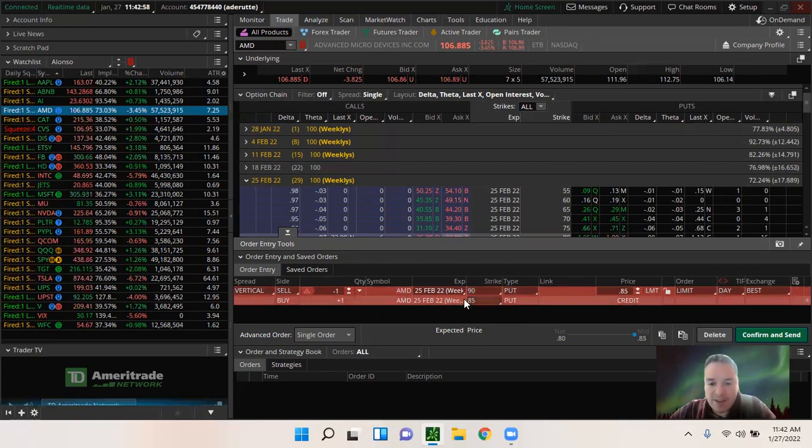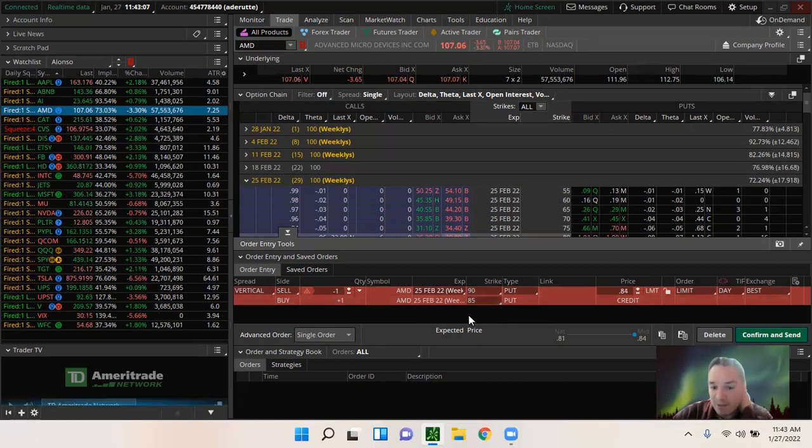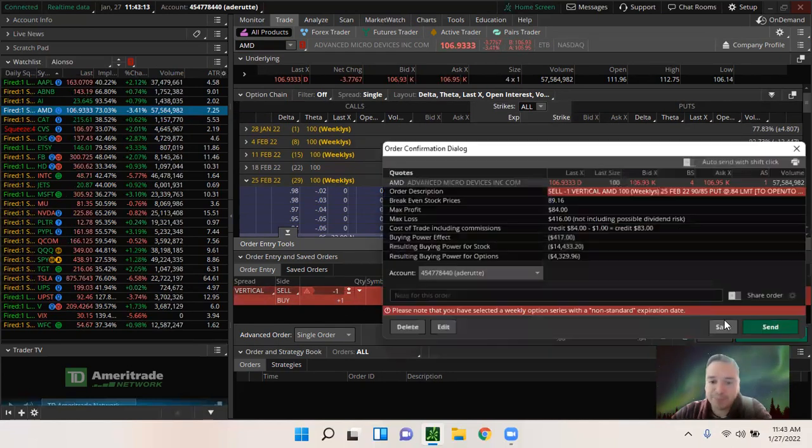So, all right, an 85 serves as protection. What does protection mean? It means that if it goes between 90 and 85, I'm going to be obligated to buy. But if it goes below 85, I have this 85 put, which is going to cancel out the 90. And it's going to look something like this, right?